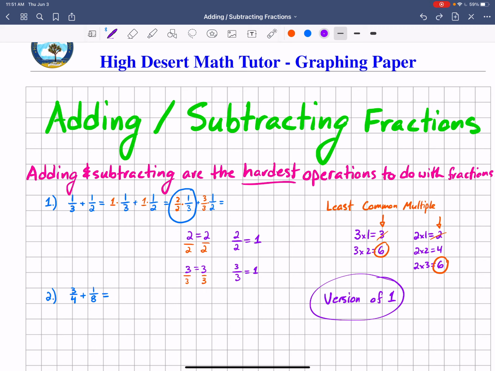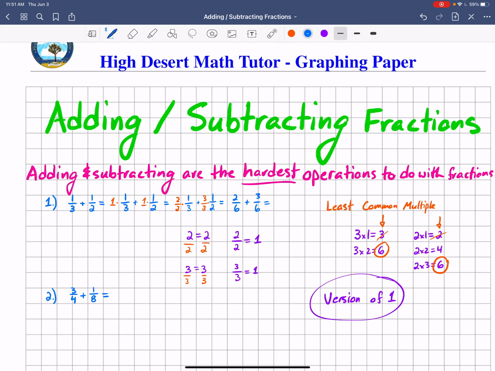So what we get is 2 times 1 is 2. 2 times 3 is 6. Now we're going to carry over the addition from right here. And next, this fraction, 3 times 1 is 3, and 3 times 2 is 6.